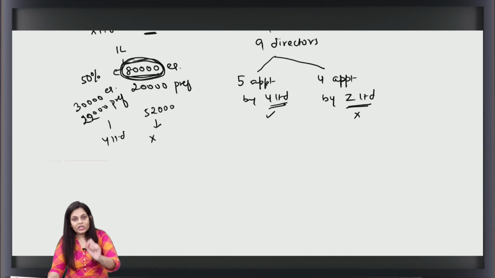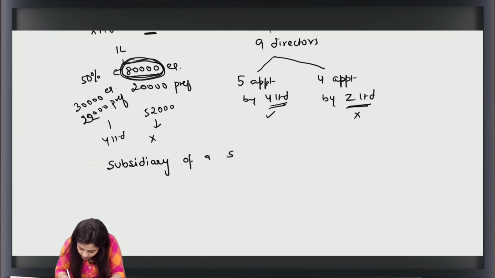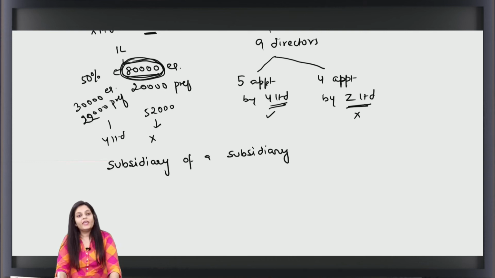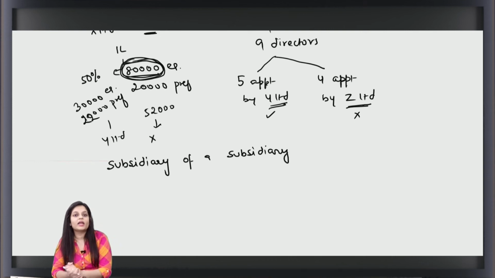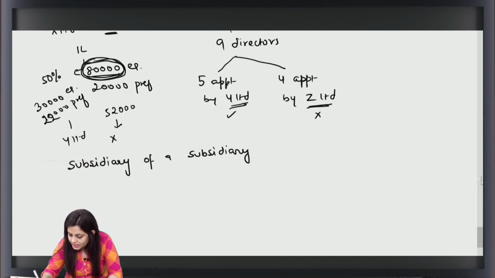One last explanation that this, or just after these 2 points, what is written in subsidiary is subsidiary of a subsidiary. That means what? If my subsidiary is the holding of another company, so I will also become the holding of that company. If my subsidiary is a holding of another company, I will also become the holding of that company. What does this mean? So what does this subsidiary of a subsidiary mean actually?